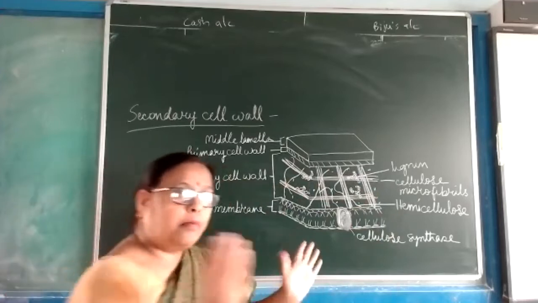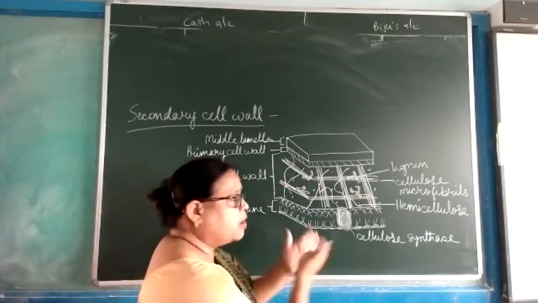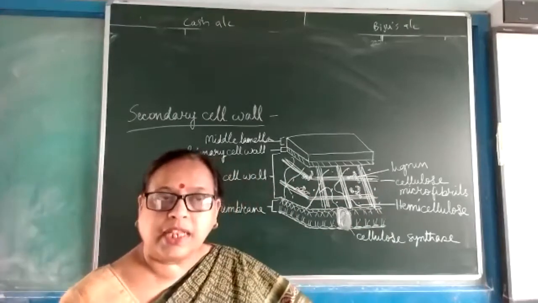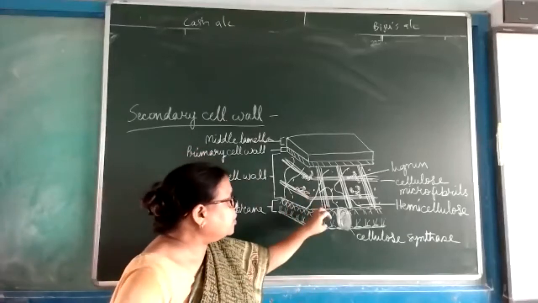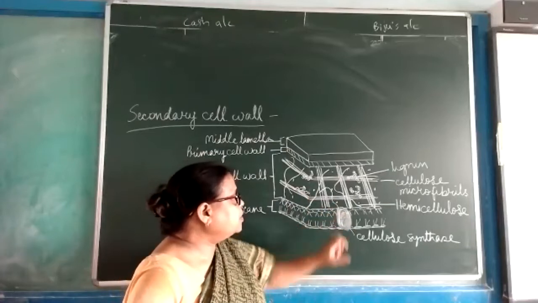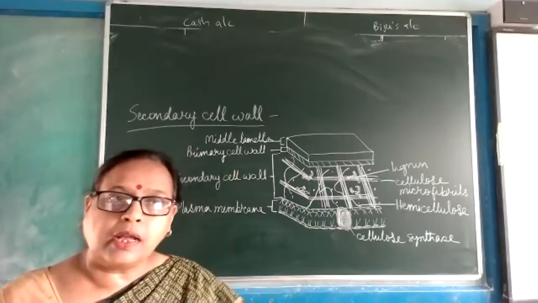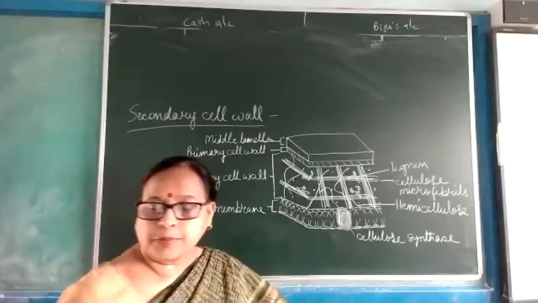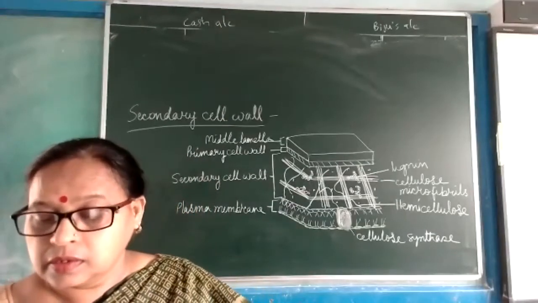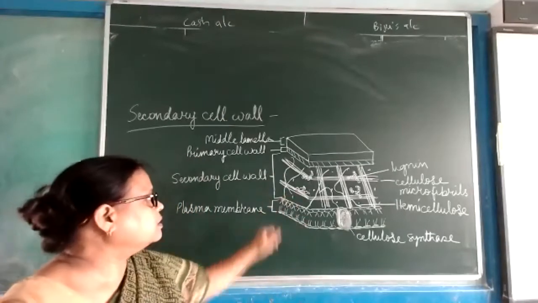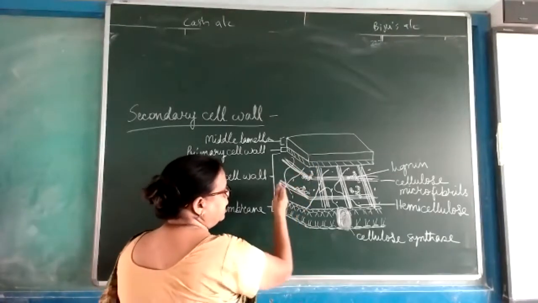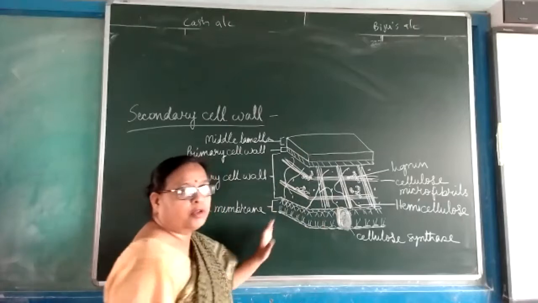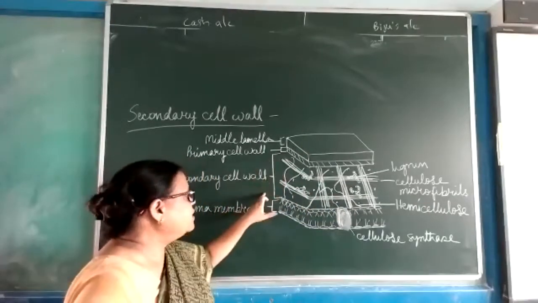Then they are more compactly arranged. In the primary cell wall, they are loosely arranged, meaning they are far apart. Here they will be more compact, and hemicellulose fibrils are longer and denser. So these are the differences. And the primary cell wall will be shifted, and the maximum area will be occupied by the secondary cell wall.